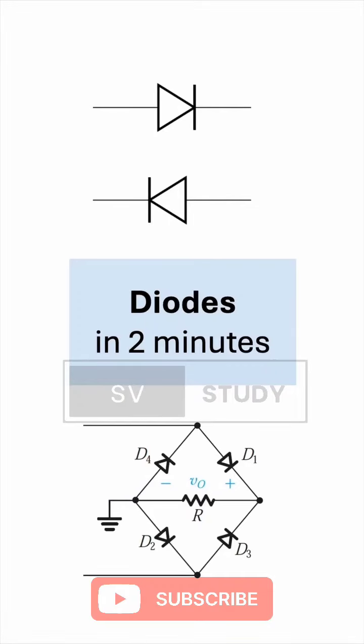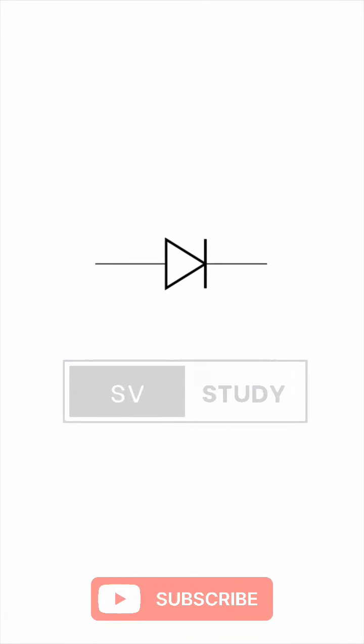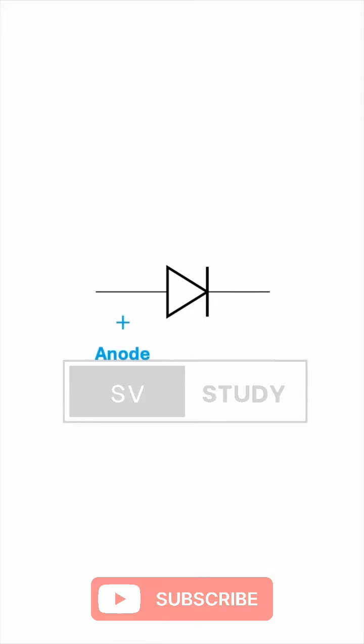Diodes explained in 2 minutes. The diode is a two-terminal device. This is the positive terminal, called the anode, and this is the negative terminal, called the cathode.